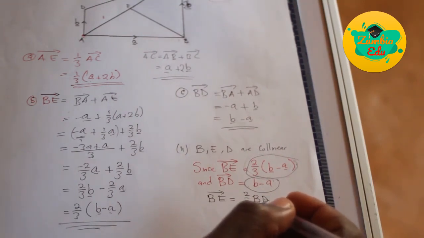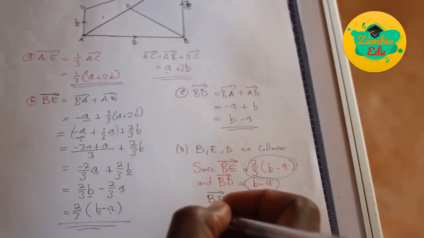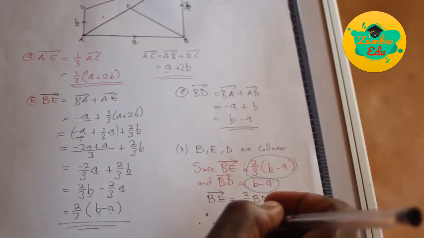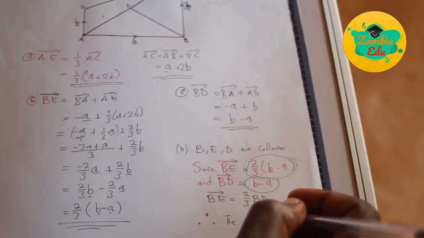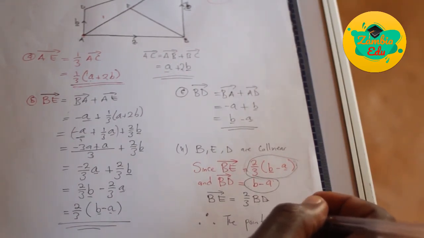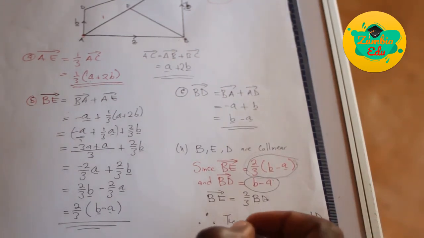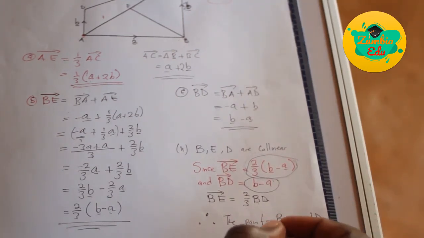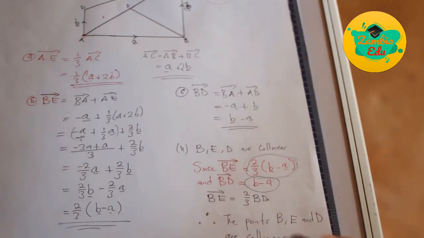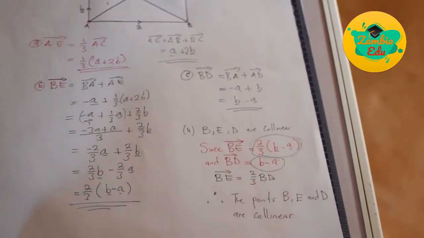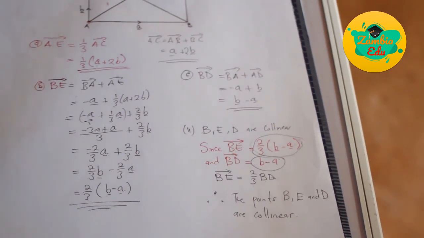Having shown like this, we can therefore say the points B, E, and D are collinear. That marks the end of our solution for 2018 paper 2 internal vectors.